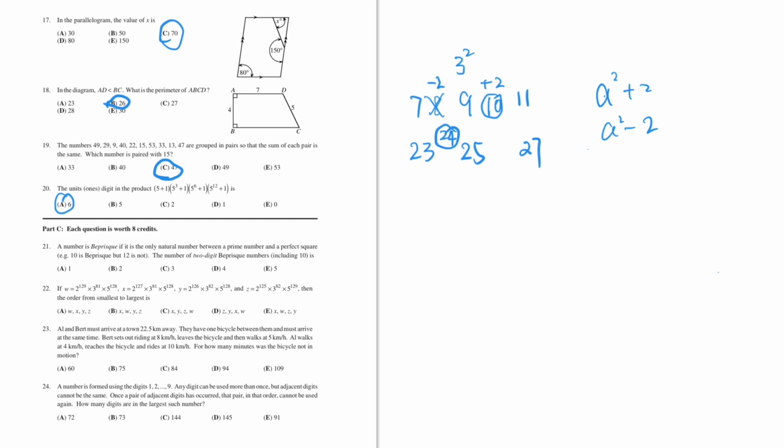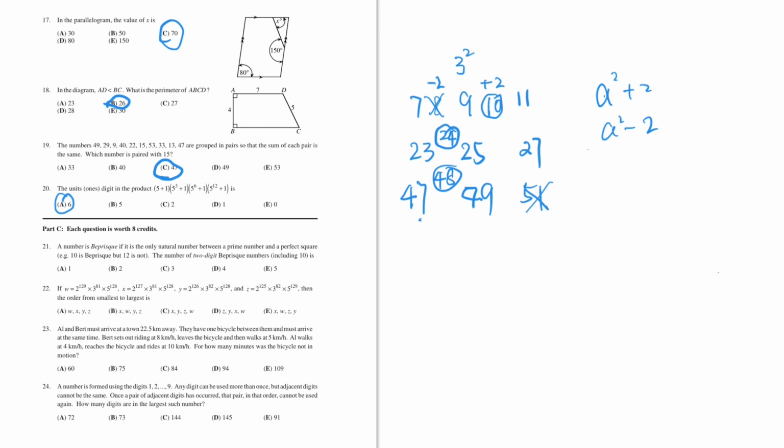And after 5, that's 7 squared, 49. Plus 2, that's 51. Minus 2, that's 47. 47 is prime. Between 47 and 49 is 48, Baprisc. But 51 is divisible by 3, so it is not prime.